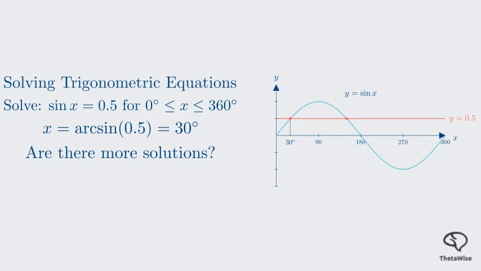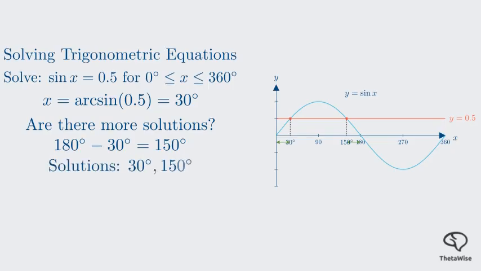The first point is at 30 degrees. Because the sine graph is symmetrical, the second point must be the same distance from 180 as the first point was from 0. So, we calculate 180 minus 30, which gives us 150 degrees. Both 30 and 150 are valid solutions within our range. This symmetry is a key pattern for sine. One solution is x, and the other is 180 minus x.